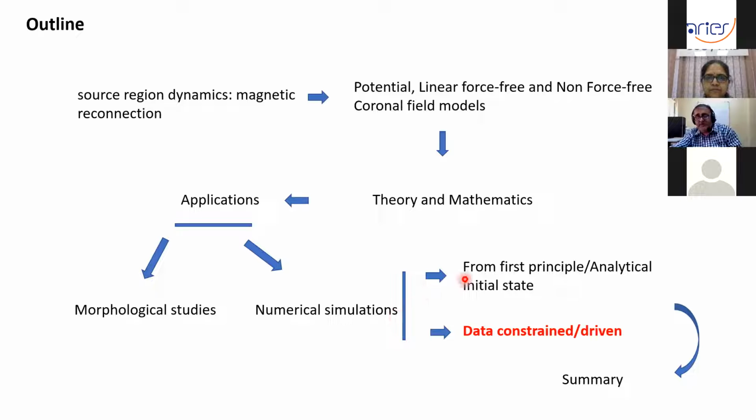The first one is obviously from first principle, where the initial state is purely analytical and it is not derived from the vector magnetogram. And the other one, where I'm going to focus more, is the data constraint or data driven simulations, where we actually extrapolate photospheric data, then put that into the simulation and see how it evolves. And obviously, I will try to summarize the whole talk.